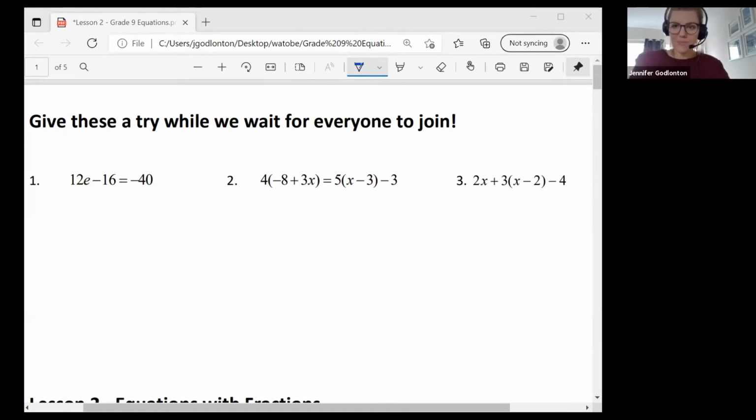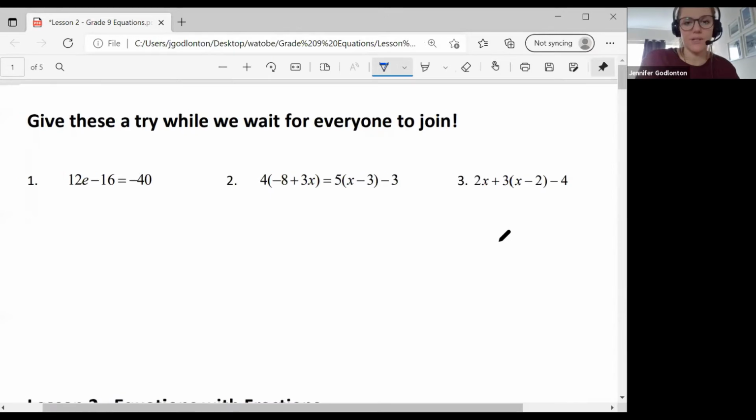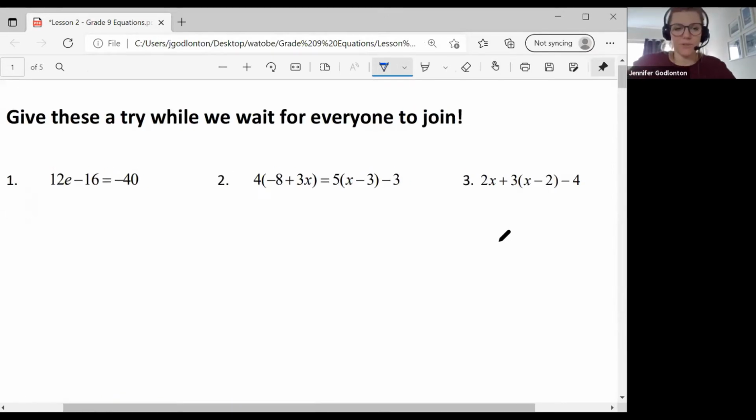Okay, I've got the same thing we used to do in our last little section. There's just 3 questions here for you to try while we wait for people to join. It's just on the equation work we did in our last lesson on Monday. So get out a piece of paper and a pen or pencil, and let's give these 3 equations a try while we wait for everyone else to join.